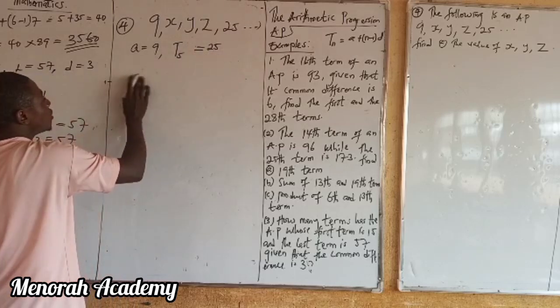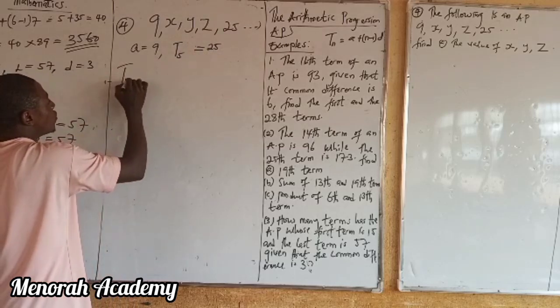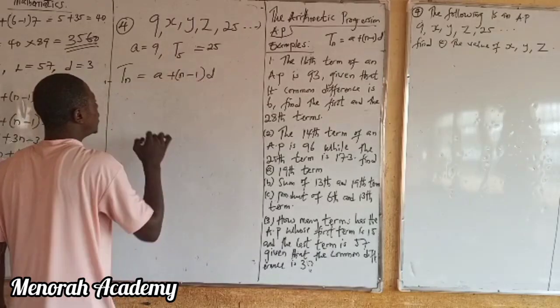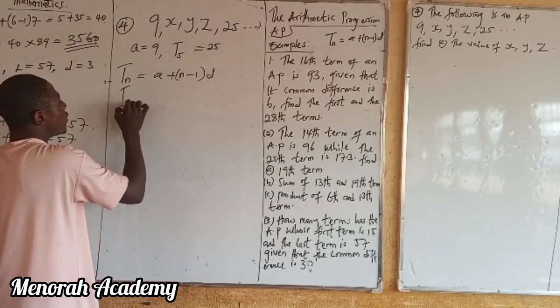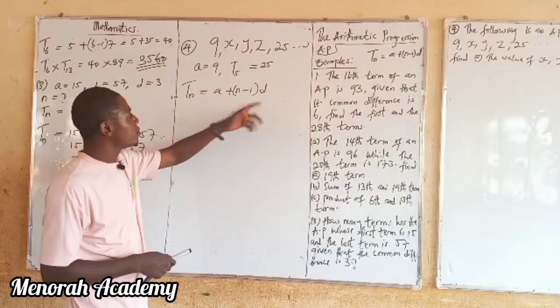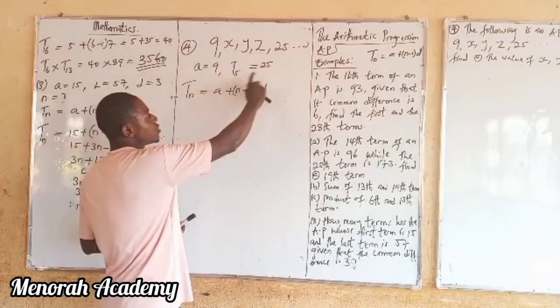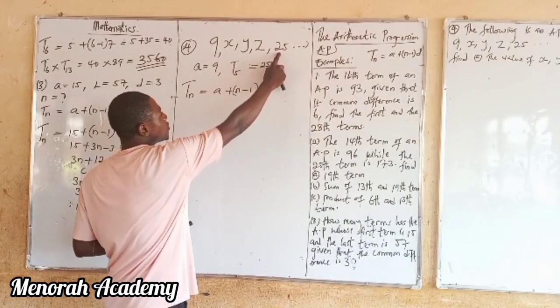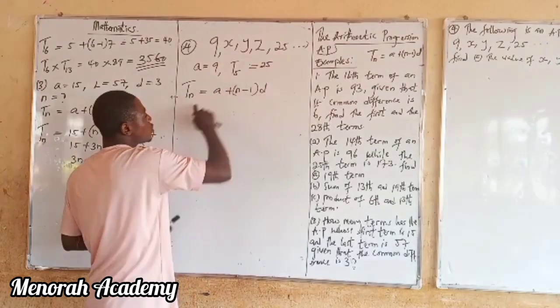So we can start like this: T of n is equal to a plus n minus 1, all in bracket, times d. T of 5 is given, so we start with it. Why can we make use of T of 5? Because it's given. Look at T of 5: it's 1, 2, 3, 4, 5. The fifth term is 25, so we can make use of it.